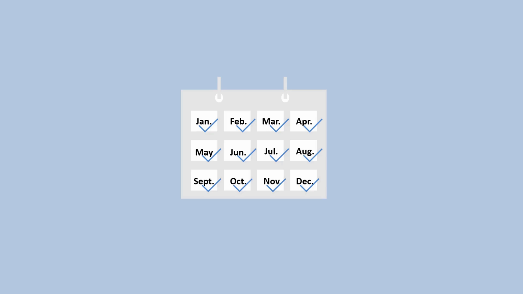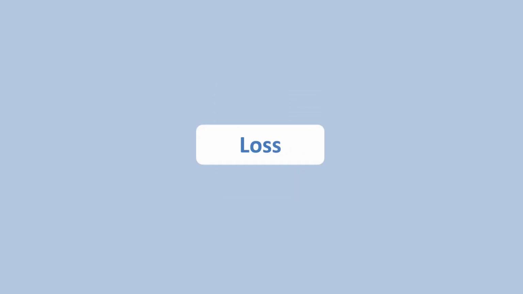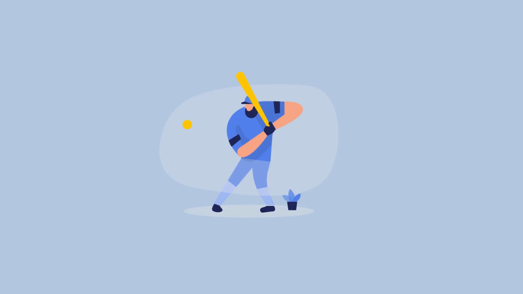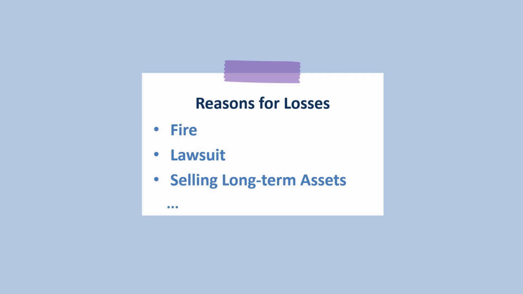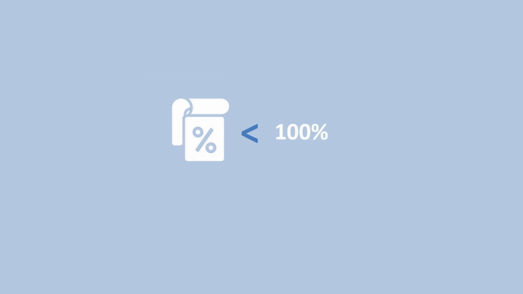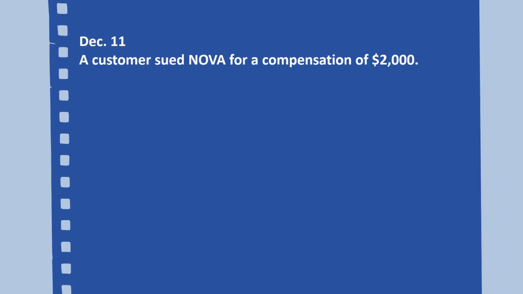Expenses in accounting are typically routine and expected, but there's a special category known as a loss. These are like unexpected curveballs that can hit an entity. Losses occur due to infrequent events such as fires, lawsuits, or selling long-term assets. If there's even a reasonable chance that a loss might occur, even if it's not certain, it should be recorded. Let's take an example. On December 11th, a customer filed a lawsuit against Nova, seeking $2,000 in compensation.